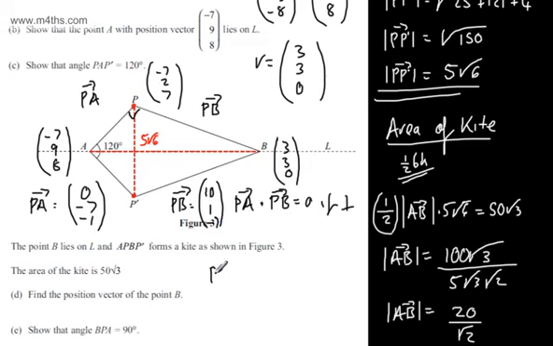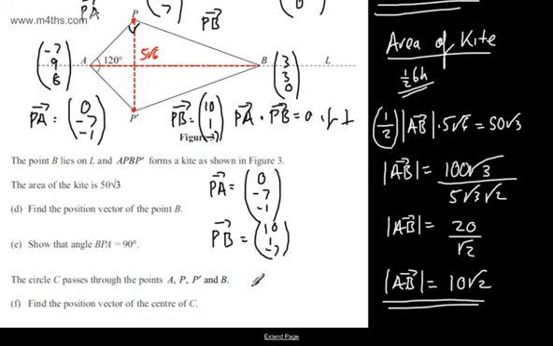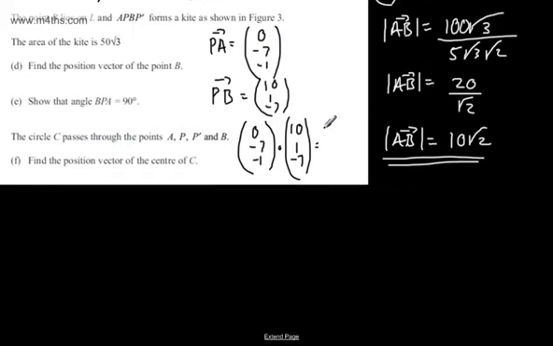So let's just write these out neatly. PA is going to be 0, -7, -1. PB is going to be 10, 1, -7. If we dot these, we're going to have 0, -7, and +7. Therefore, we can say that will be equal to 0, and it's going to be perpendicular.